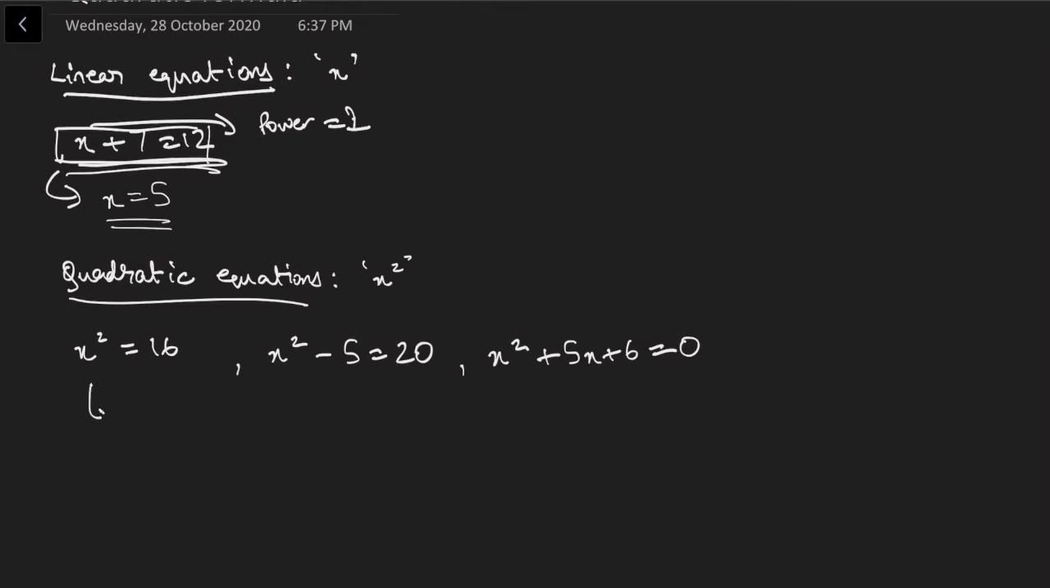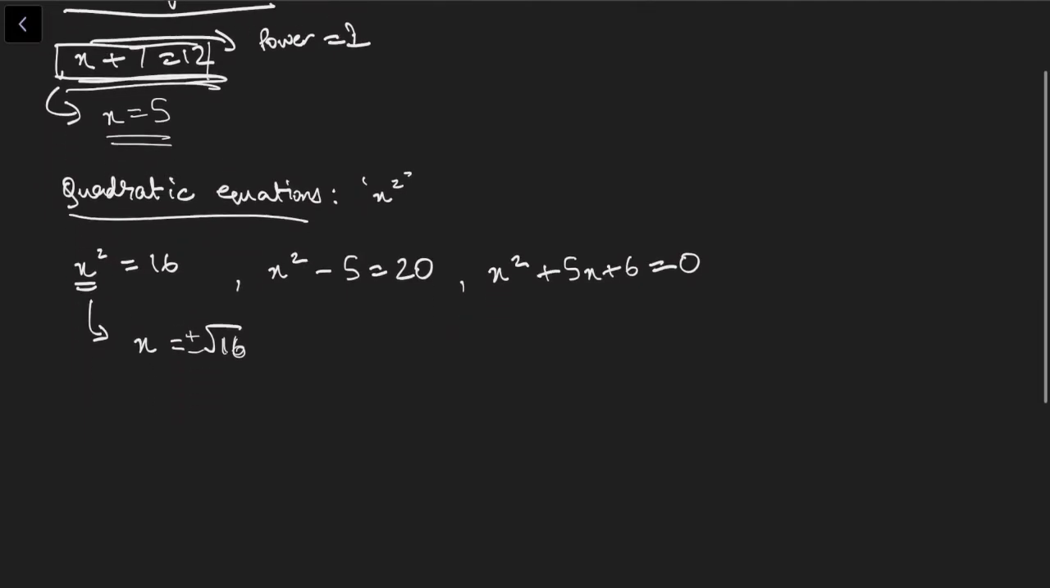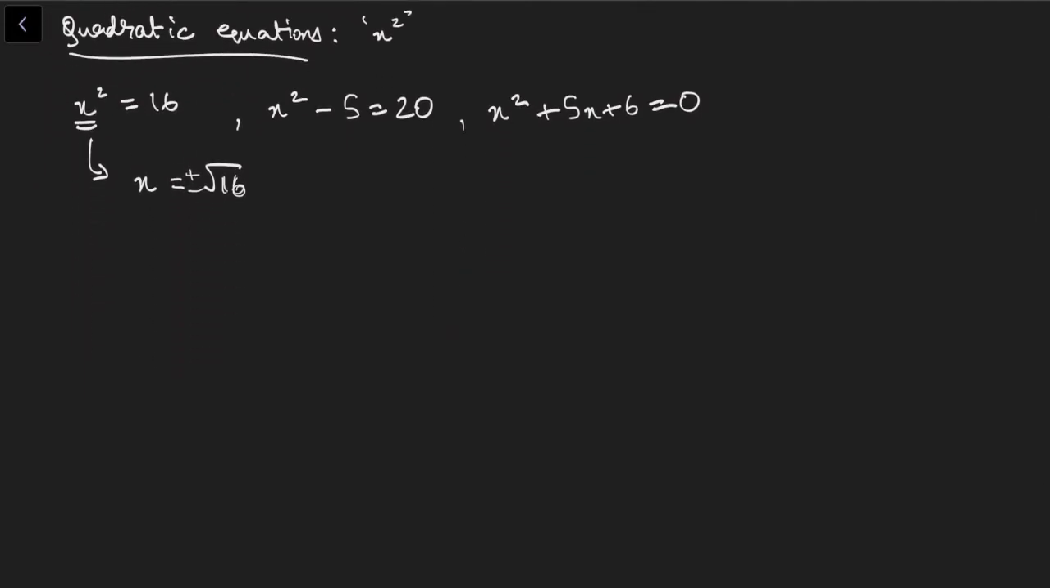Let's see the first one. Here there's only the x squared value and it is equal to a constant. Now we can say that x is equal to the root of 16 by taking square root on both sides. But now when you take a square root on 16, you can notice that we have to put a plus and minus sign. Now that is because when you say that x squared is equal to 16, we can say that x is either equal to plus 4 or minus 4.